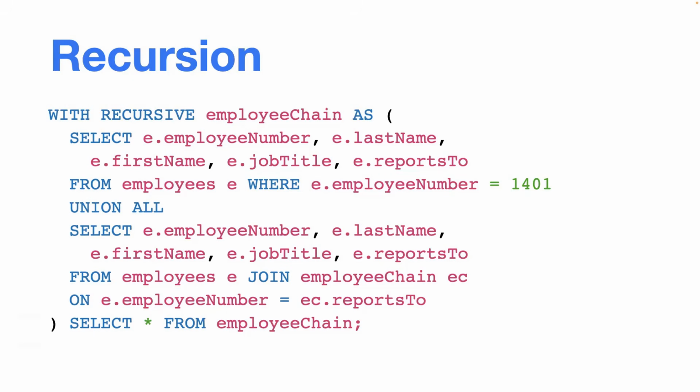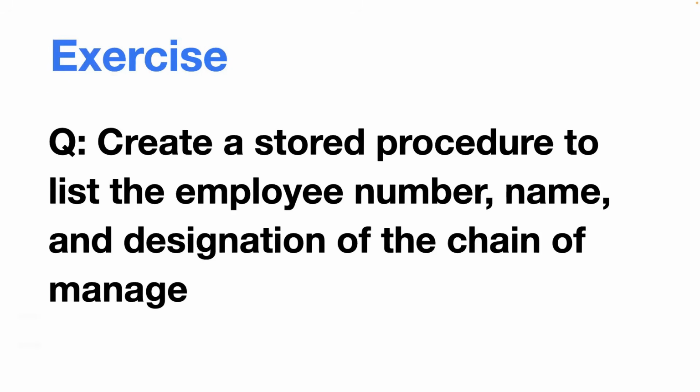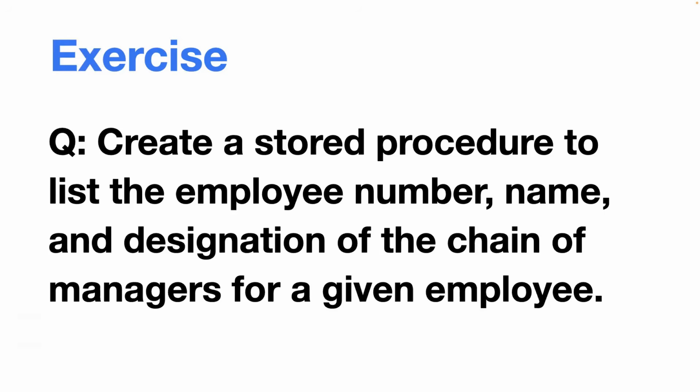Okay. So try it out, try typing it out yourself, try to break it, look at maybe a couple more examples online and see if this makes sense. As I said, it's not something that will come up very often or even something that you will be tested on, but it's just good to know that this is there. So here's an exercise for you, bringing everything that we've done together. Create a stored procedure to list the employee number, name, and designation of the chain of managers for a given employee. So now instead of just using a single employee number, you want to take an input and then you want to use recursion inside the stored procedure to return the chain of employees.